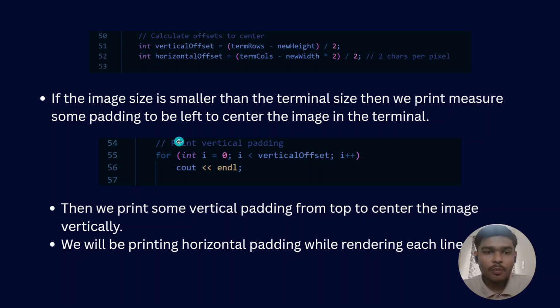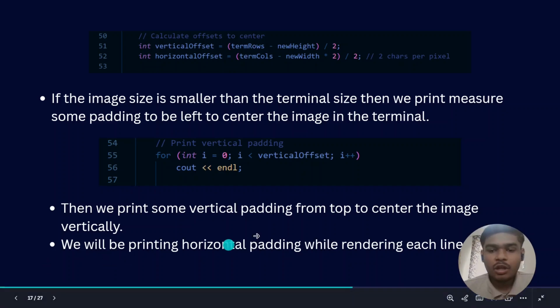Now we are about to begin the printing of our image. So our first task is to print the vertical padding. We print some vertical padding from the top to center the image vertically. And we don't need to print it from the bottom because automatically it will adjust. No need to print; the image will already end there. So it will get printed automatically at the bottom.